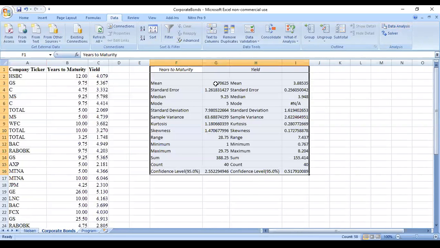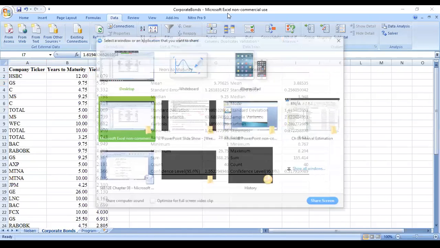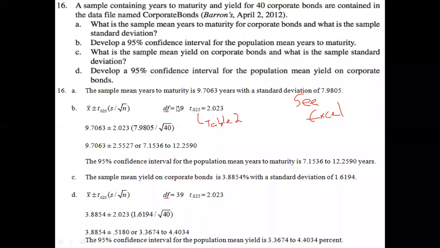So what we need really is, for the years to maturity, the mean and the standard deviation: 9.70625 and 7.9805. And our yield is going to be 3.885 and standard deviation 1.619. So with those values, I've already plugged that into the PowerPoint, of course.